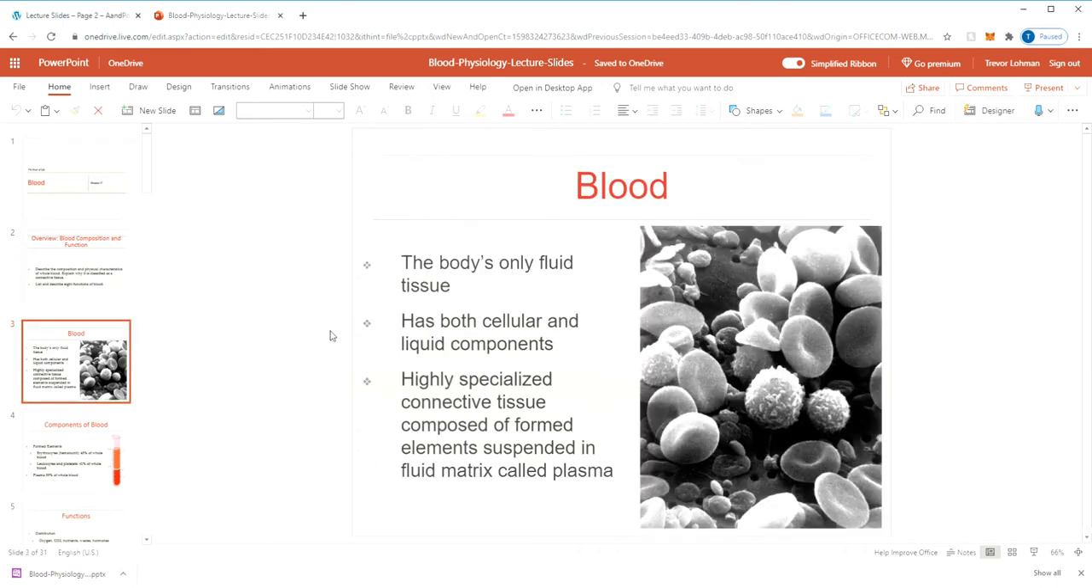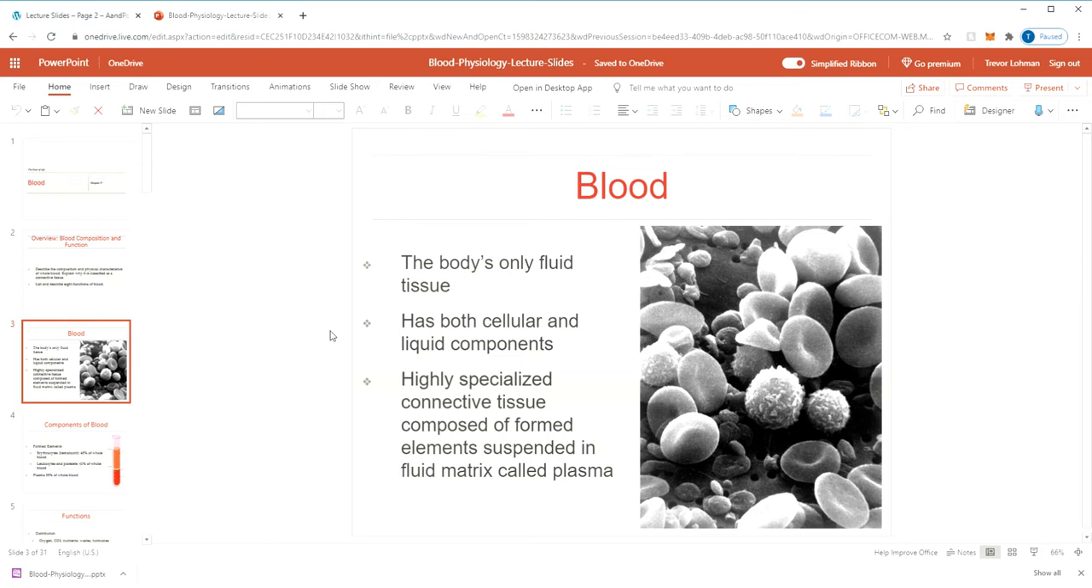All right, so blood is unique because it's the body's only fluid tissue. There are other fluids in your body, interstitial fluid, which is the extracellular fluid around cells, intracellular fluid, but none of those fluid compartments are a tissue in its own right. Blood is the only one. And blood is actually a connective tissue. It has both cellular and liquid components, just like connective tissue has cellular and extracellular matrix, which is more viscous than blood, but nevertheless pretty similar.